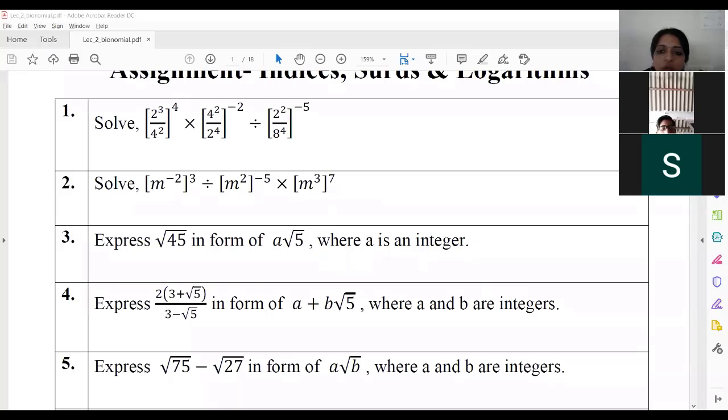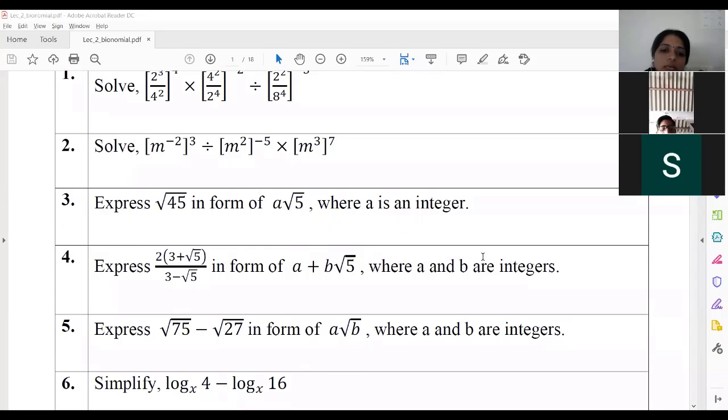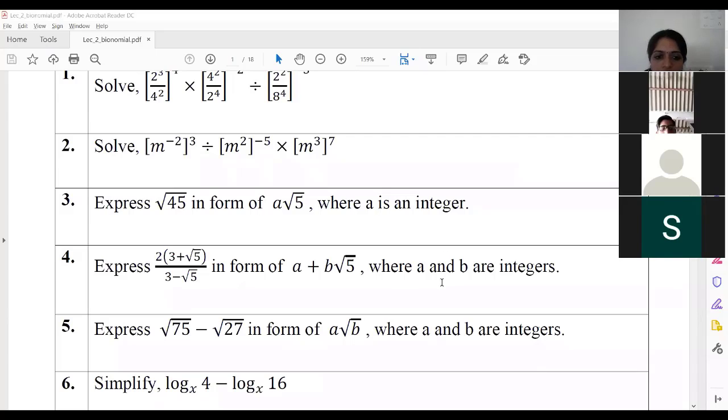Before starting today's topic, I want to ask some questions from yesterday's lecture. Can anyone give me the answer of question 3? Express square root 45 in the form of a root 5. Unmute yourself and give me the answer. 3 root 5. It means the value of a is 3, right?